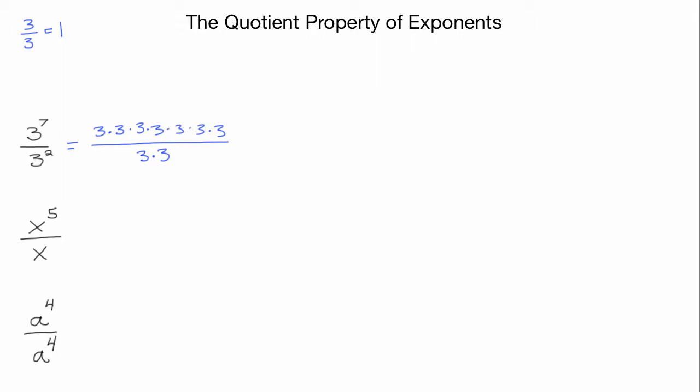So let's rewrite this again a little bit differently and see what we have here. I've got 7 threes on top, 3 times 3 times 3, 7 threes all together. And on the bottom, I'm going to put the 2 threes times 1 on the bottom. And again, it's just fraction arithmetic.